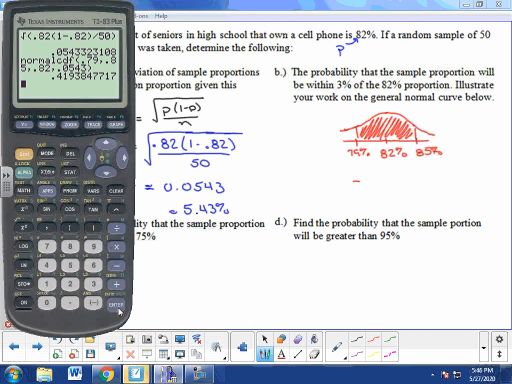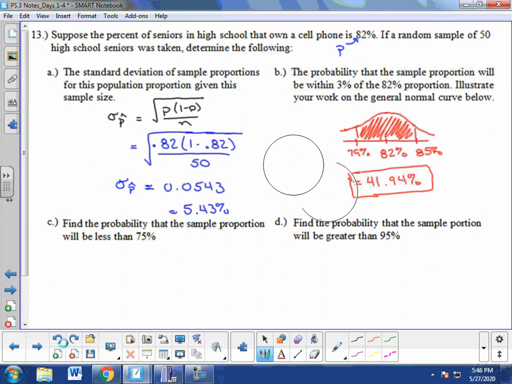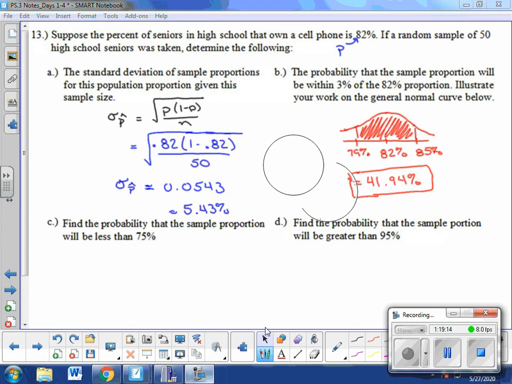So what we come up with here is if we sample 50 students, there's a 41.94% chance that our sample is going to say that between 79 and 85% of our high school seniors have a cell phone. So this is kind of a low percentage. We may take a look at this and want our data to be a little bit more accurate. So maybe we need to sample more people.